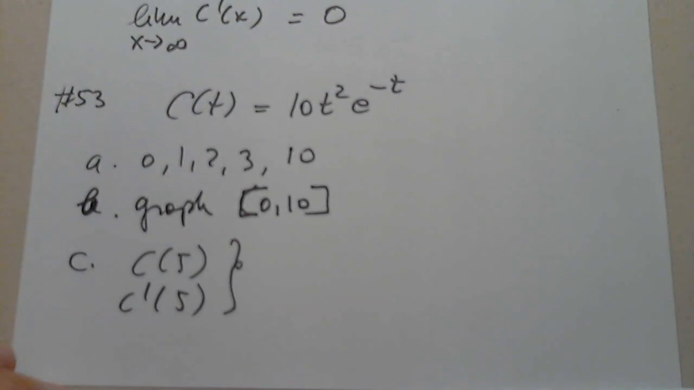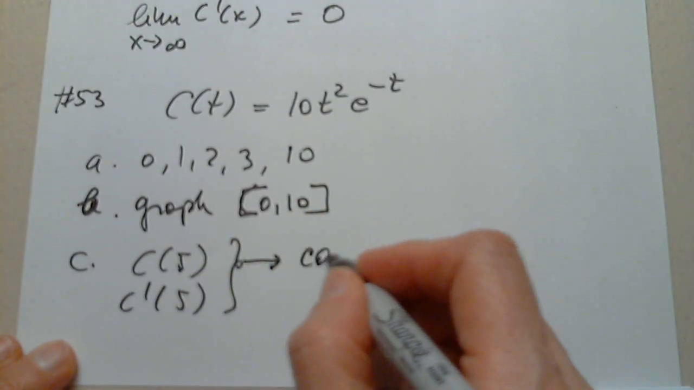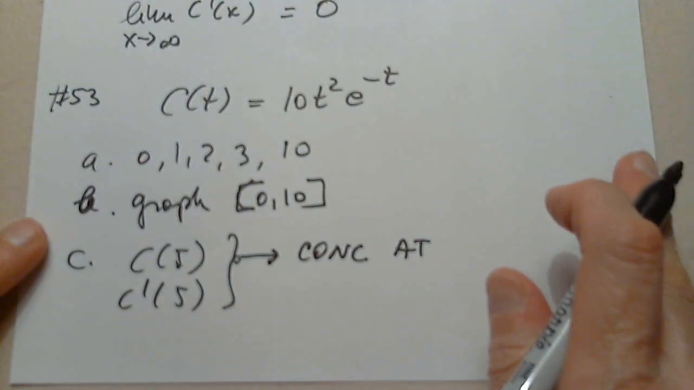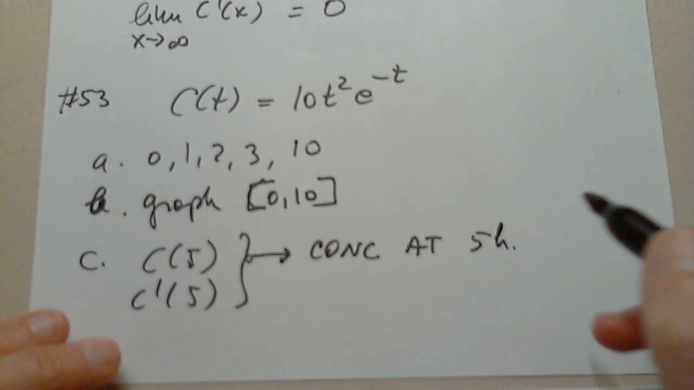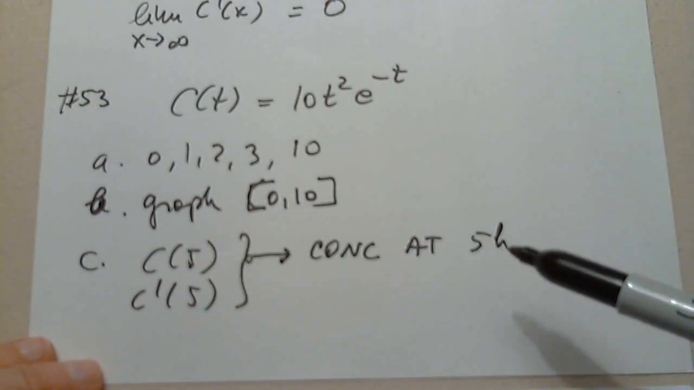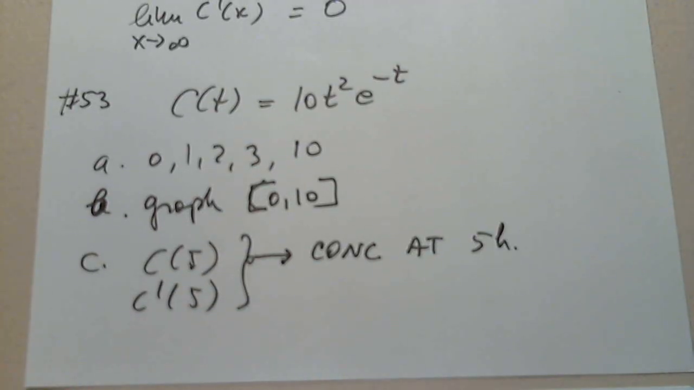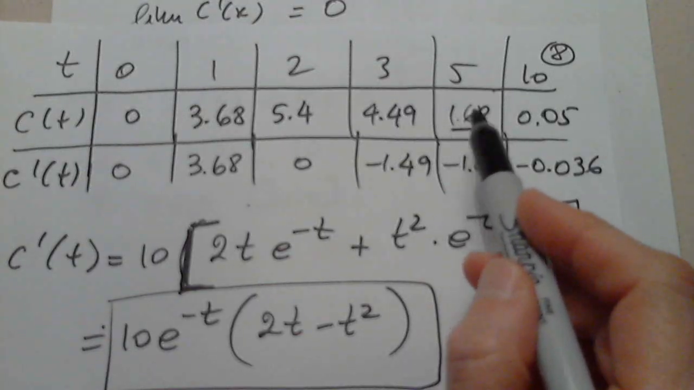I know I have 2 more minutes. So this is the concentration at the time. I just want to see again, the time was in hours on this one. So the concentration at 5 hours. So we take the medication right now. 5 hours later, the concentration in the bloodstream is 1.68 parts per million.